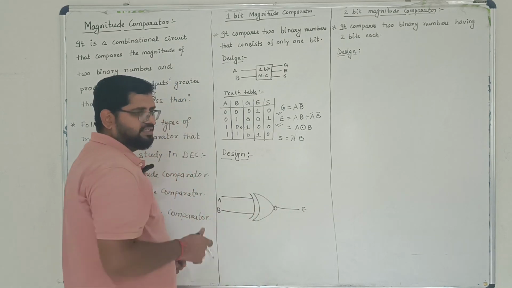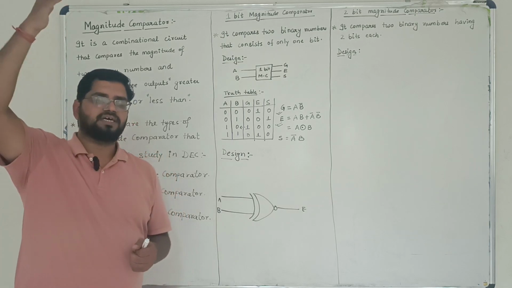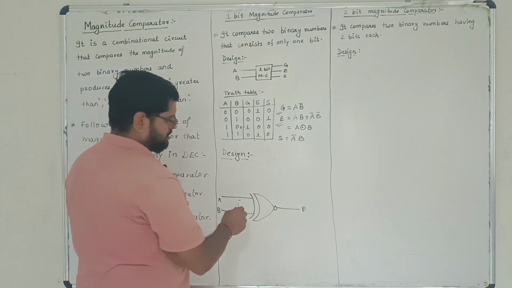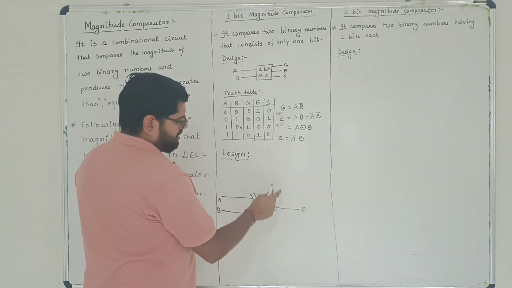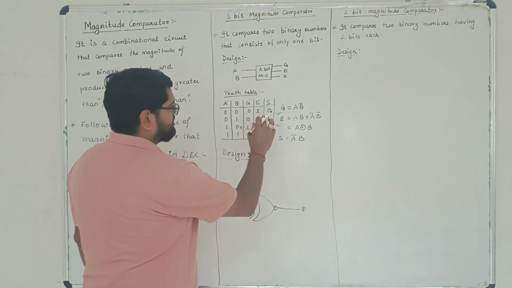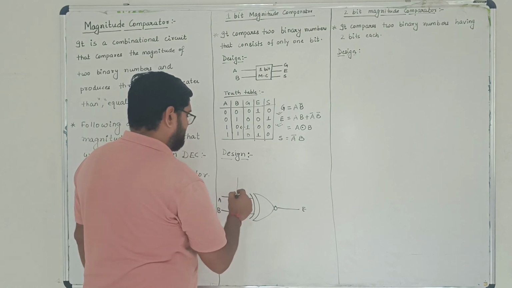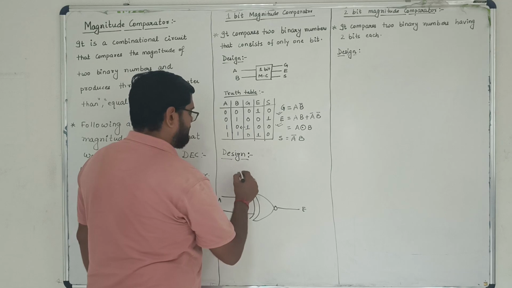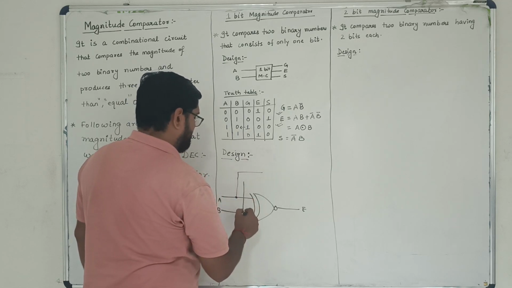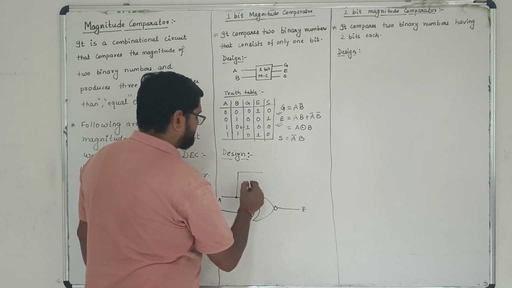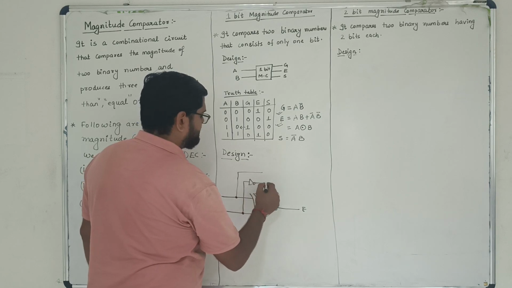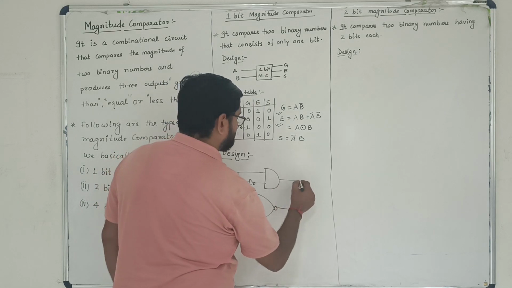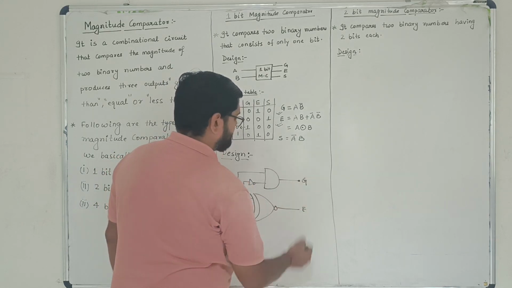Why? Because it is the general perception of a human being that greater numbers are always at a higher position, smaller numbers are at a lower position. So that is why we are going to draw G at the top and S at the bottom. So what is the value of G? A B bar. So just take A from here, take A from here, take B from here, and since B is with bar, just connect a NOT gate over here, connect it with an AND gate, and this output is nothing but your G.